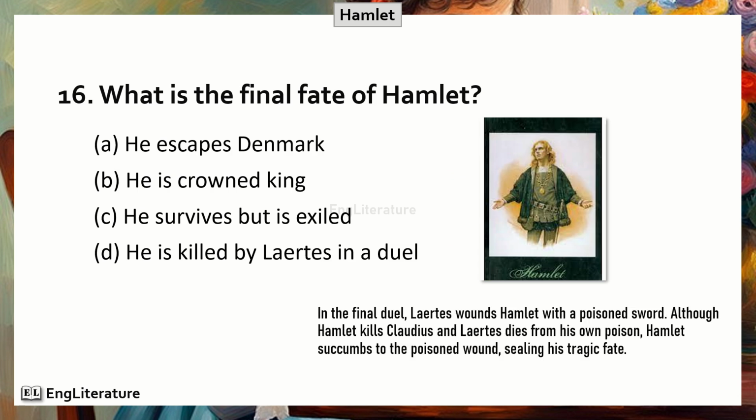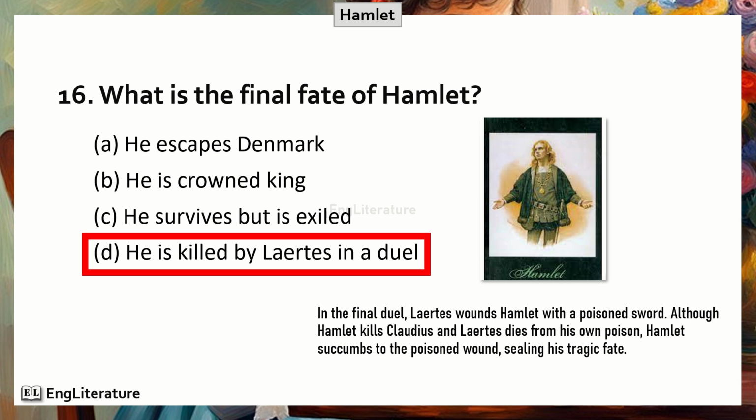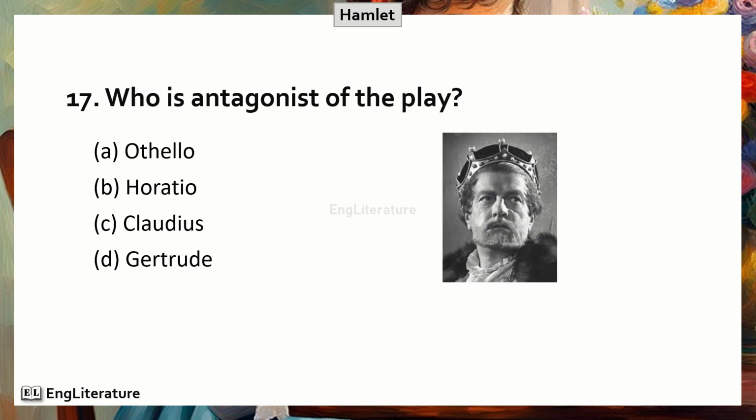What is the final fate of Hamlet? In the final duel, Laertes wounds Hamlet with a poisoned sword. Although Hamlet kills Claudius and Laertes dies from his own poison, Hamlet succumbs to the poisoned wound, sealing his tragic fate. So the correct option is number D. Hamlet's final fate is that he is killed by Laertes in a duel.